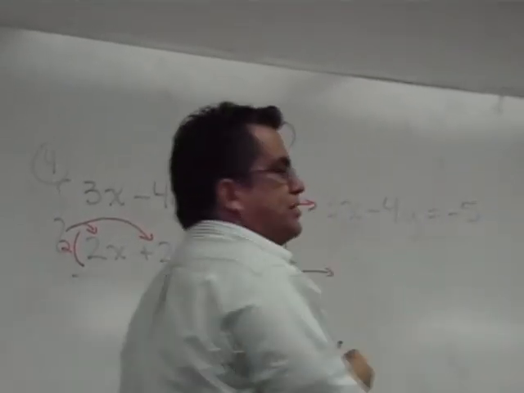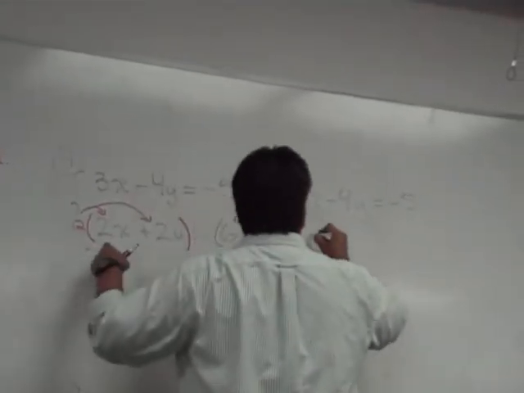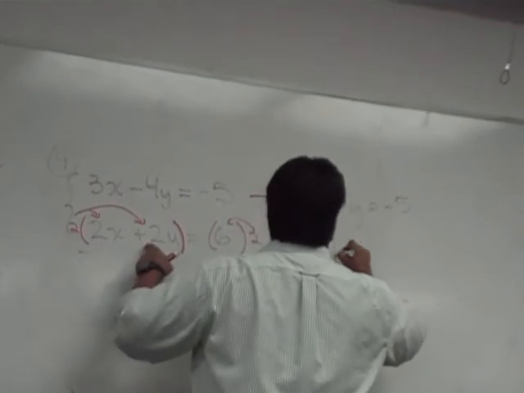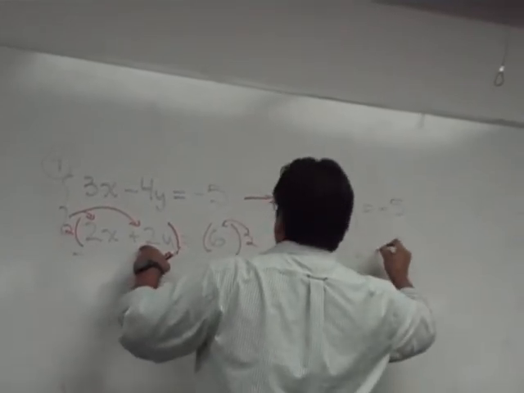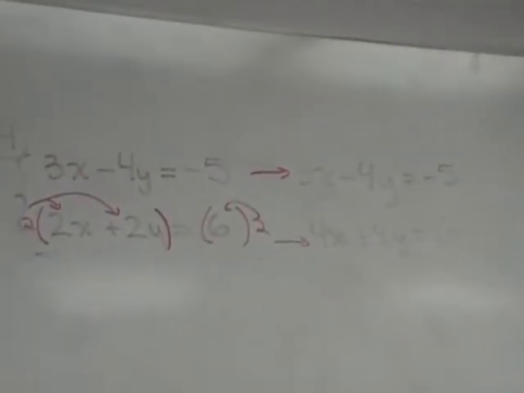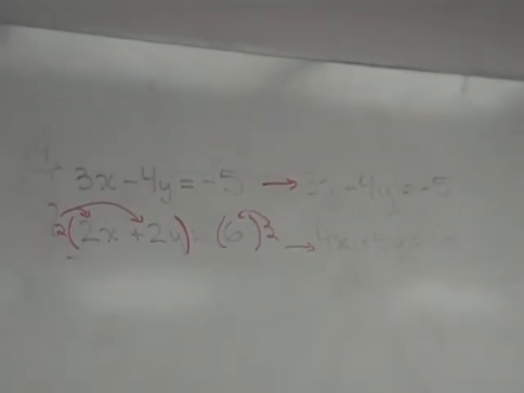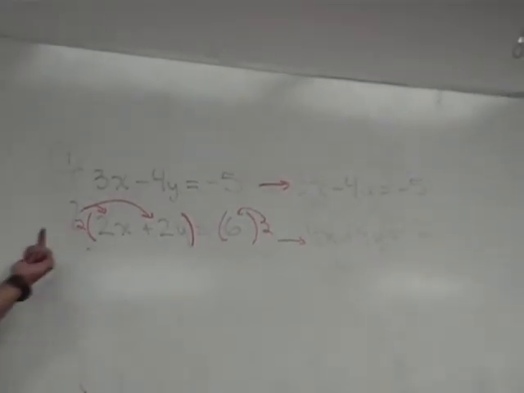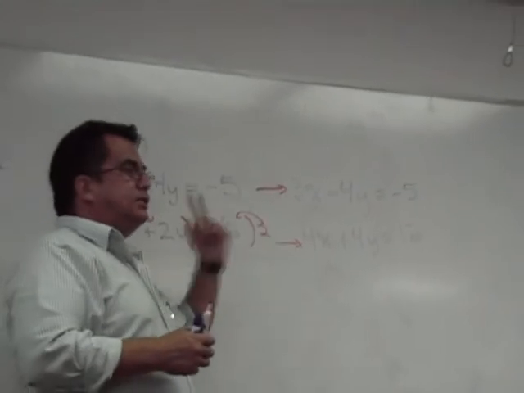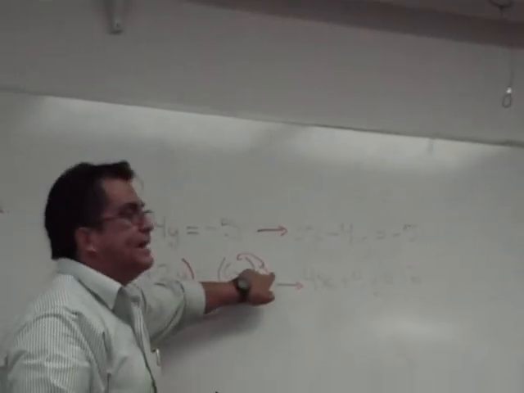So what did you write for your second equation? 4x plus 4y equals 12. Now notice, right, all I've done is change one equation by multiplying the whole equation by 2. And as long as you do that, you can multiply by anything you like. The challenge is picking this number right here. You get to pick that number.